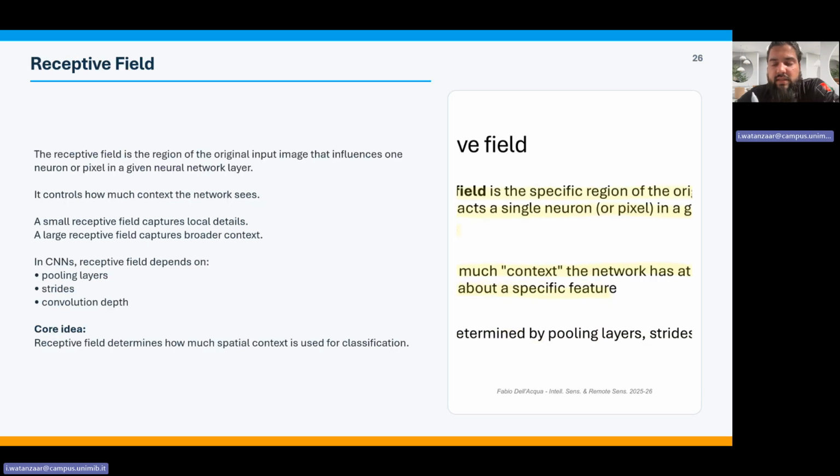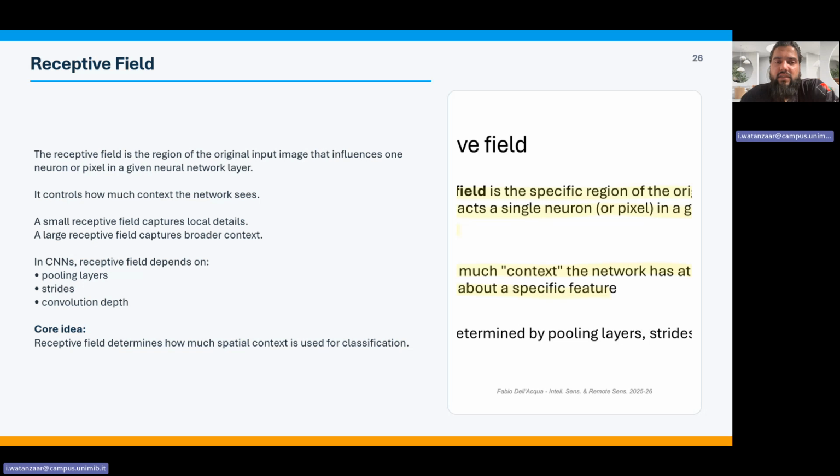Now, what is a receptive field? A receptive field is the region of the original input image that influences one neuron or pixel in a given neural network. It controls how much context the network sees. This is really important, because it is based on the one value which is influencing the neuron, or on the pixels which are available in the given neural network layer.